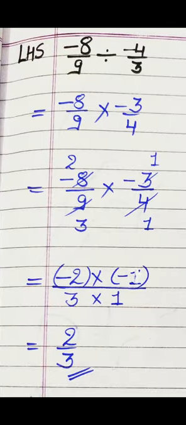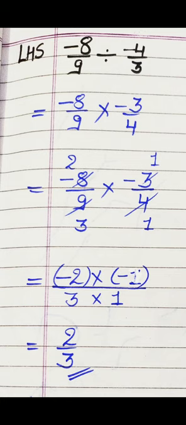So let's take the left hand side. In the left hand side, minus 8 upon 9 is divided by minus 4 upon 3. Again, this divide will convert into multiply, and there will be a reciprocal of the second term, so it will be minus 3 upon 4. Here, 4 and 8 are both divisible by 4: 4 times 1 is 4, 4 times 2 is 8, and 3 and 9 are both divisible by 3: 3 times 1 is 3 and 3 times 3 is 9. After simplifying, in the numerator we get minus 2 into minus 1, and in the denominator 3 into 1. When you multiply this, you get 2 upon 3. That means the left hand side value is 2 upon 3.